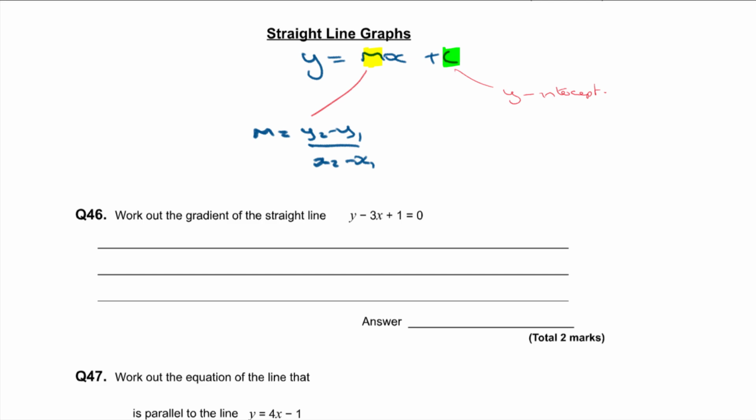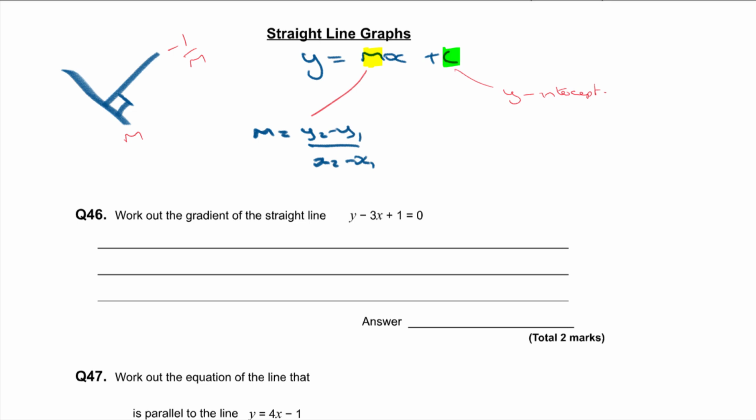What else do you need to know how to do? You need to know about perpendicular lines, that are lines at right angles. So if one has a gradient of m, the other one is the negative reciprocal, it's minus 1 over m. So that's a useful bit of information to know about this. There's a few other bits and bobs that we need to know, but I'm sure they'll come up in the course of the questions. So let's just crack on and start with this then. So question 46, work out the gradient of the straight line y equals minus 3x plus 1 is equal to 0.